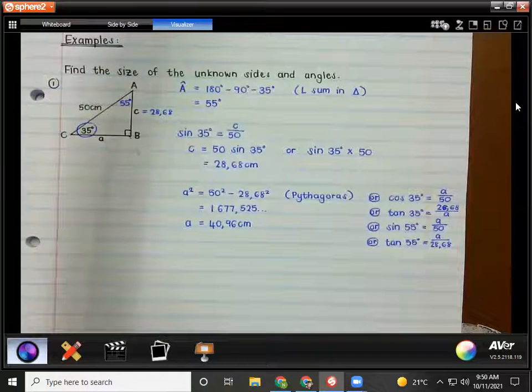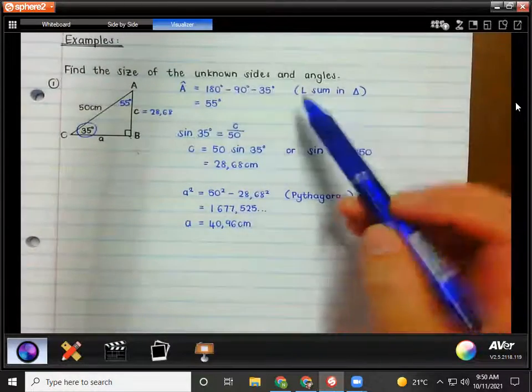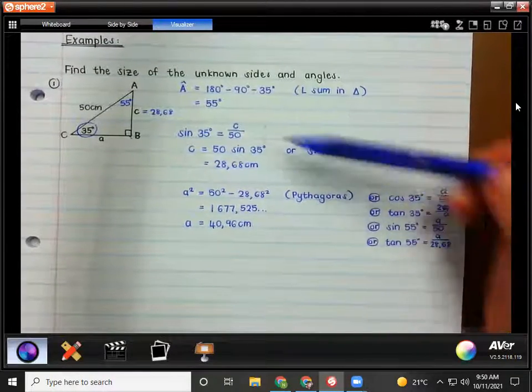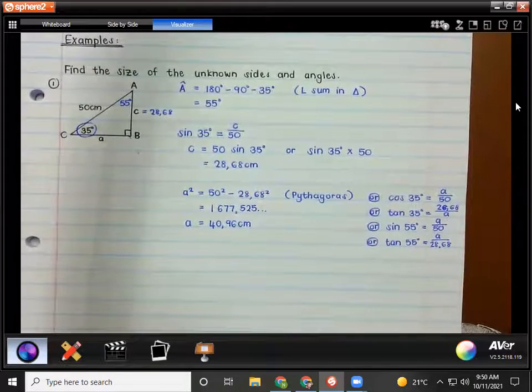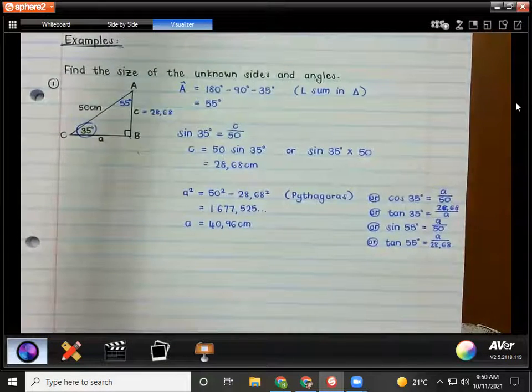For a question like this, we don't usually give a question where it's just find the size of all of them. We usually split them up into separate ones, but then it will probably be 1 mark for finding A, 2 marks for that one, and then also 2 marks for the last. So it would be 5 marks for finding all three.